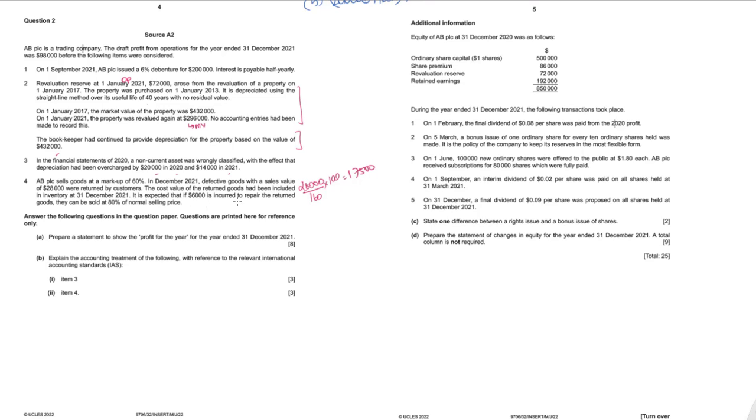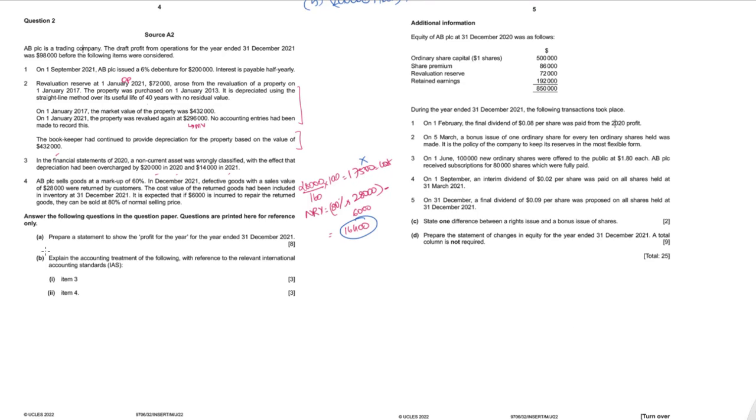It is expected that 6,000 is incurred to repair the returned goods, and then they can be sold for 80% of the normal selling price. So this is the cost, 17,500. If we talk about the NRV, that will be 80% of the normal selling price, which is 28,000. But we will have to subtract the cost of repairs, 6,000. So 16,400 will be the NRV. So obviously the inventory will have to be valued at NRV and not the cost, but currently it is included in the inventory valuation at cost, so we'll have to make the necessary adjustment.